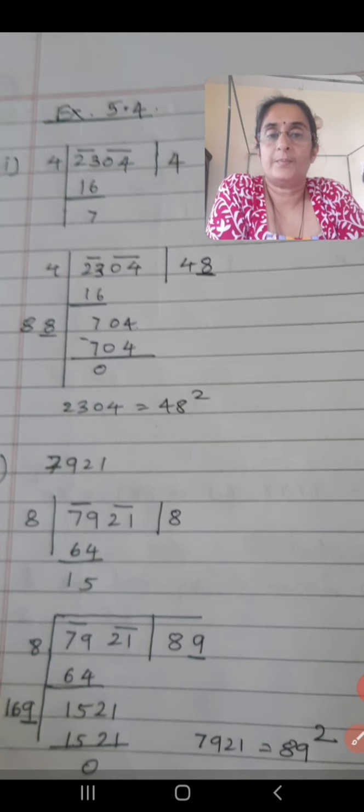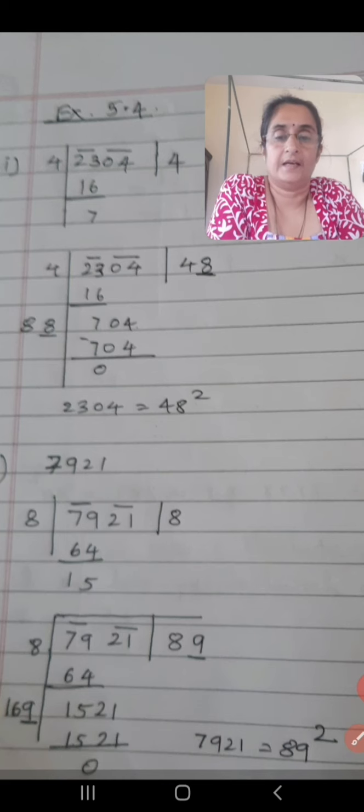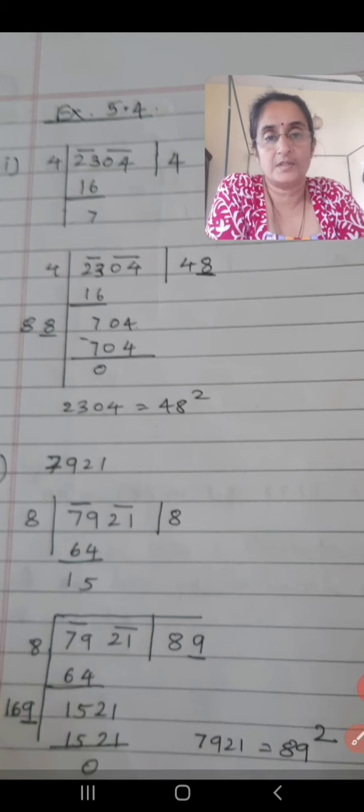Now what is the perfect square number below 79? That is 64. 8 into 8 gives you 64, and from 79 subtract 64, you will get 15. Till here you understood, children? Okay, let us go to the next step now.